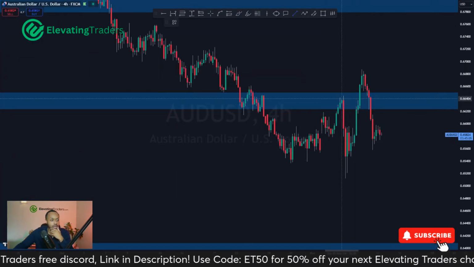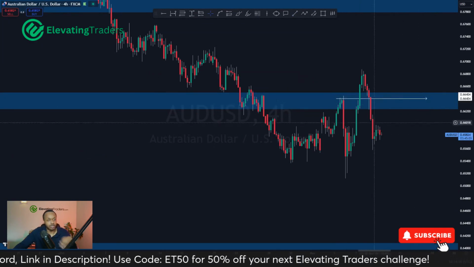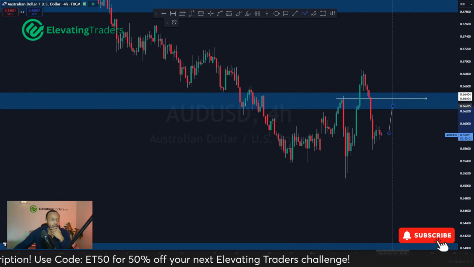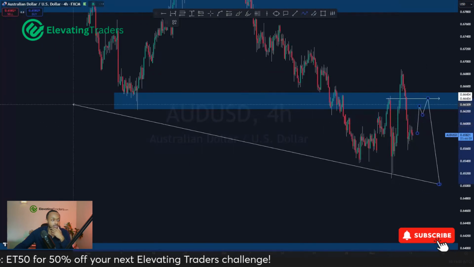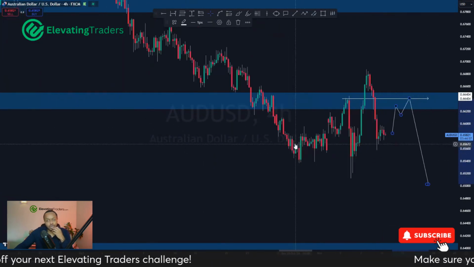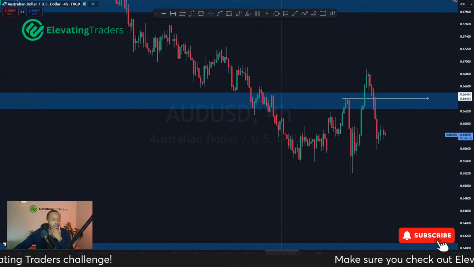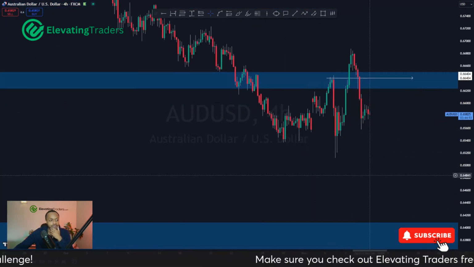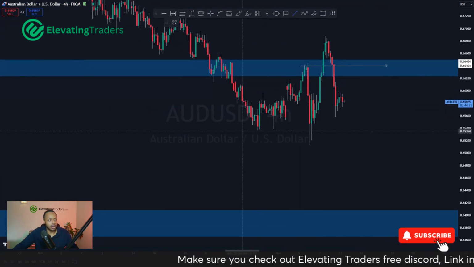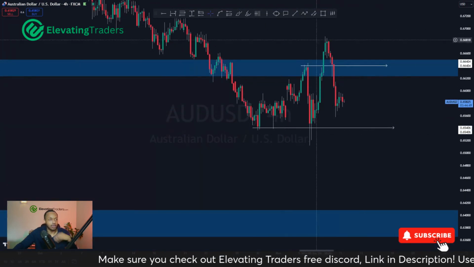I wouldn't mind a short as we approach the high again. Say price was to do something like this. I think that's a nice trade there, and the retest of the low. Not the biggest pullback in the world, so I'm not really interested myself, but that's kind of what I'd be expecting for Aussie dollar.